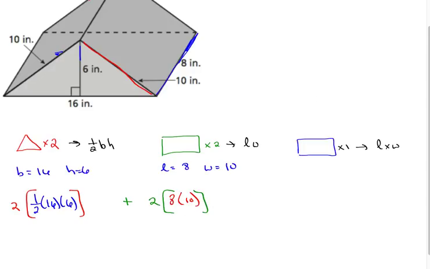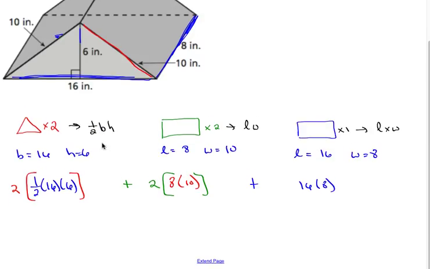Lastly, we have my last rectangle here, and what are the length and width of that bottom rectangle there? Yep. 8 and 16. We got 16, which is this here in the front, and then all the way to the back here, which is 8. So we have here 16 times 8. All right, so now I got the area of all the surfaces.